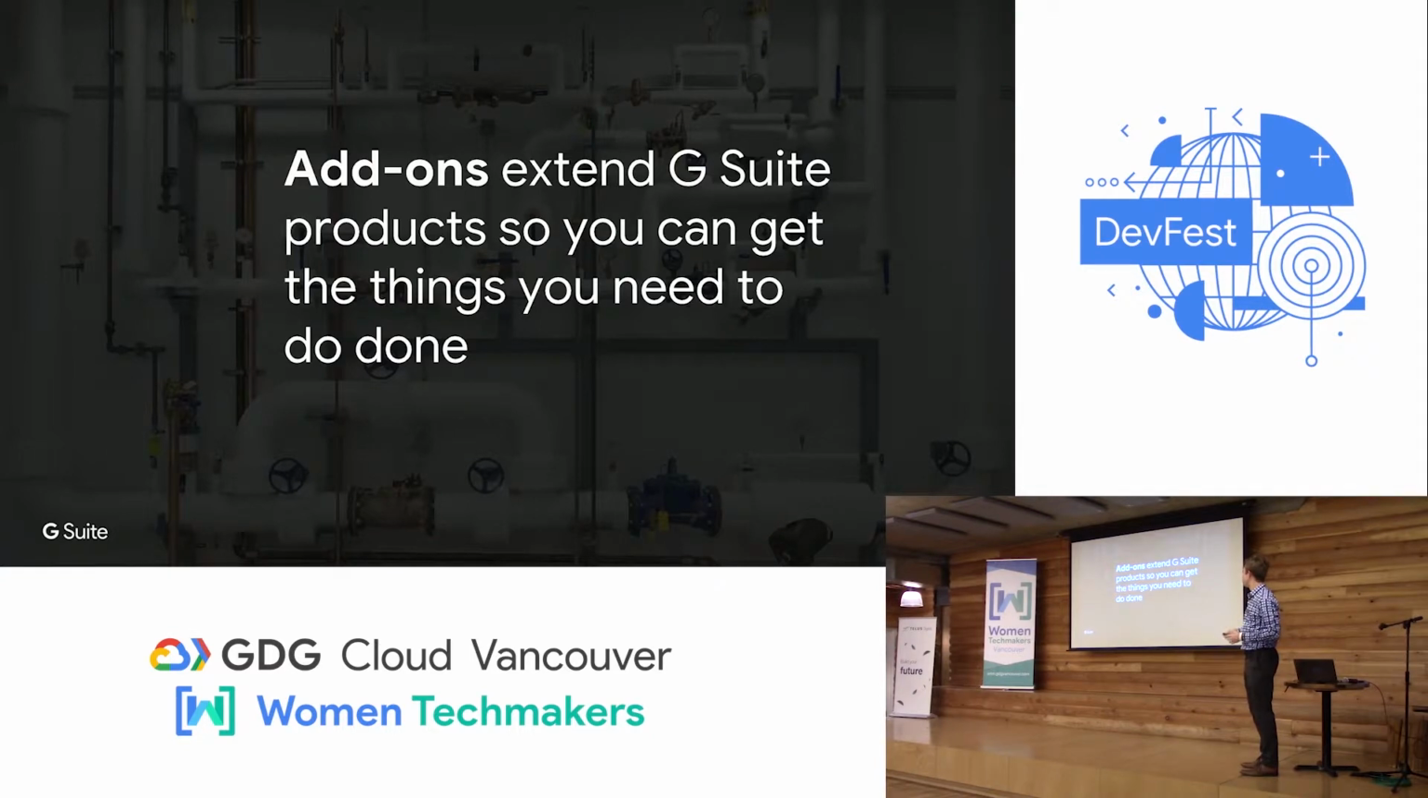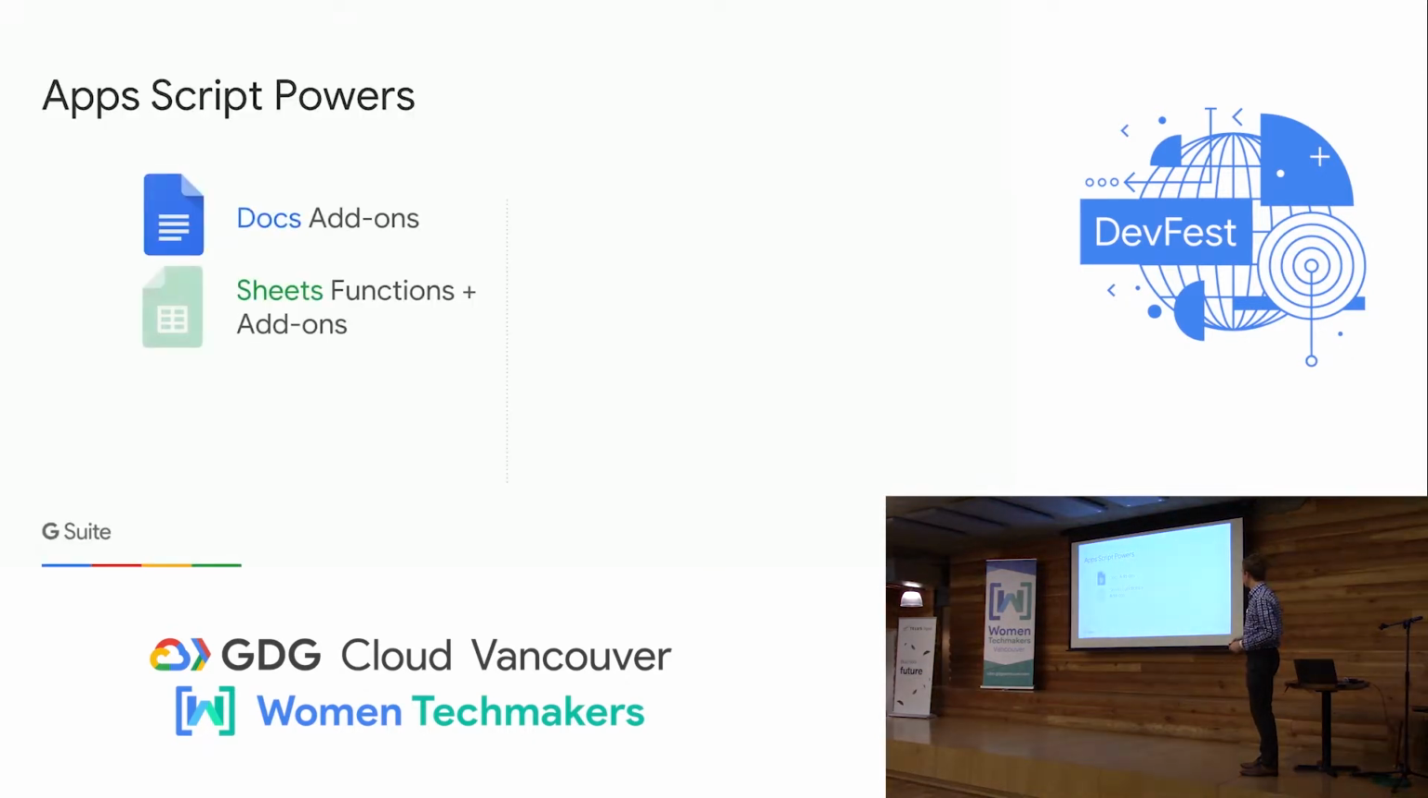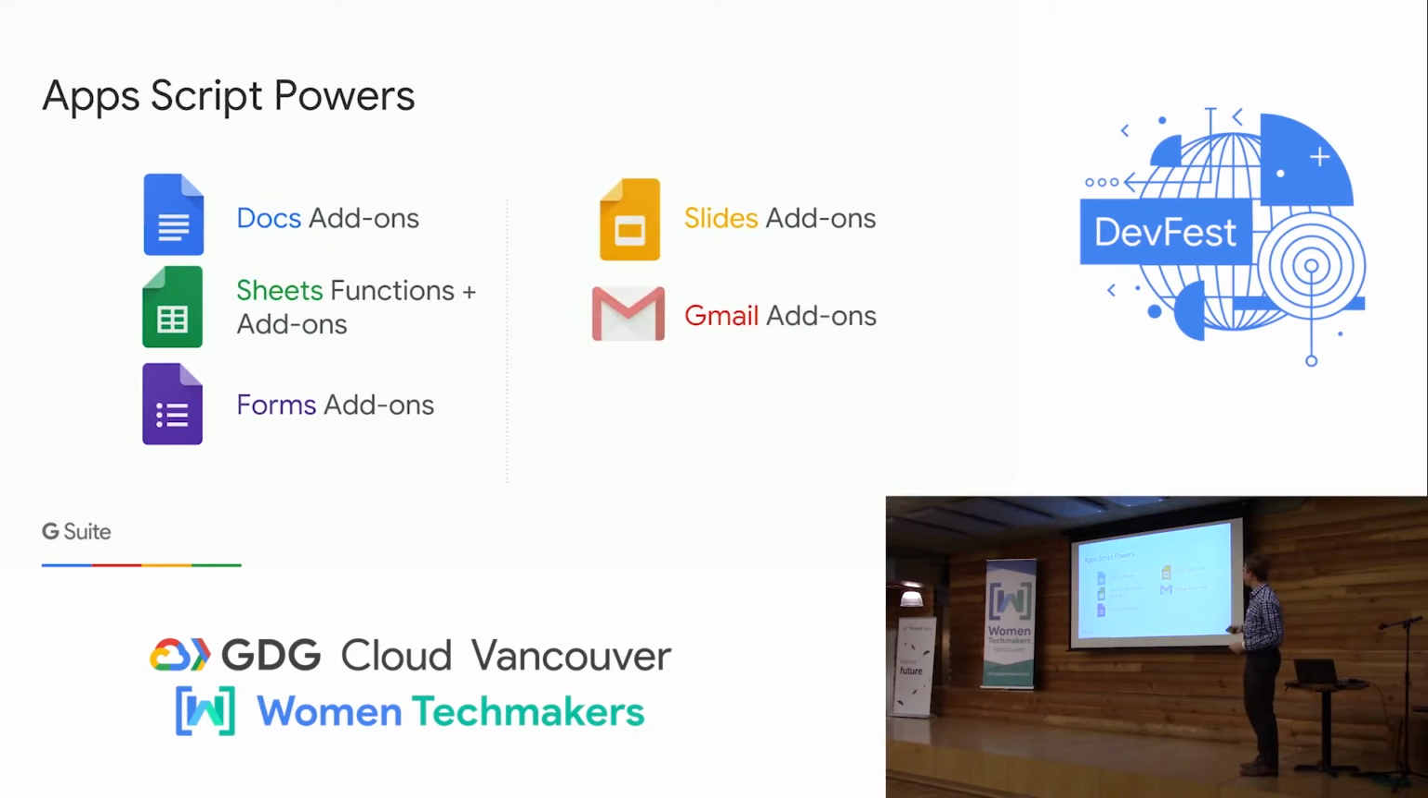So add-ons really just allow you to build more functionality in G Suite products that currently don't exist. For example, if Gmail's missing a feature, well, why not build it yourself using some AppScript, right? Really, your imagination is the limit. And so there's these different types of add-ons you can build. You can build add-ons for Docs, Sheets, custom functions, Forms, Slides, Gmail, and more in the future.